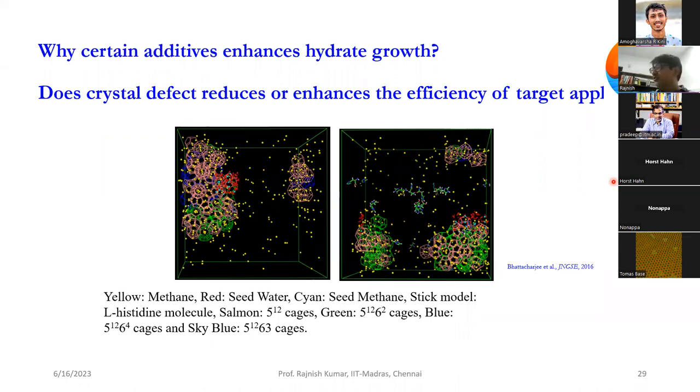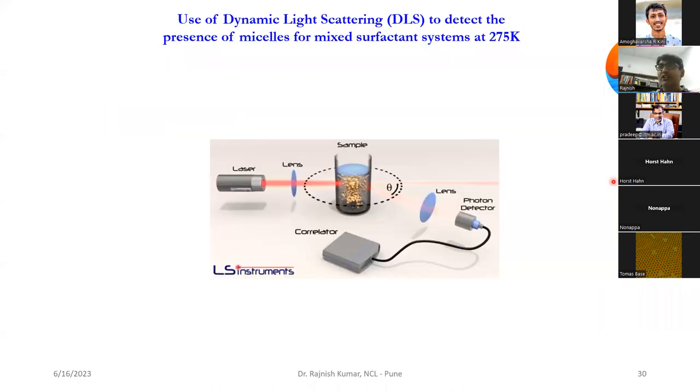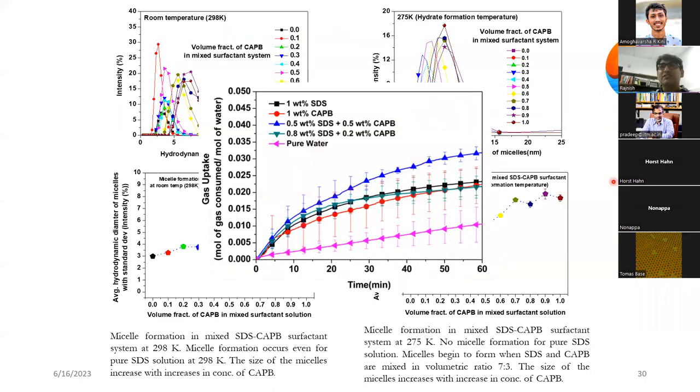And then, as I was telling you, you also have to rely on certain additives, which will bring crystal defects. When you form hydrates at a very fast rate, it creates a lot of crystal defects. Can I use defects of this particular crystal to enhance the rate of hydrate dissociation? Because if you recall the process, hydrate formation is one step, and we also have to dissociate the hydrate. So we do a lot of such work.